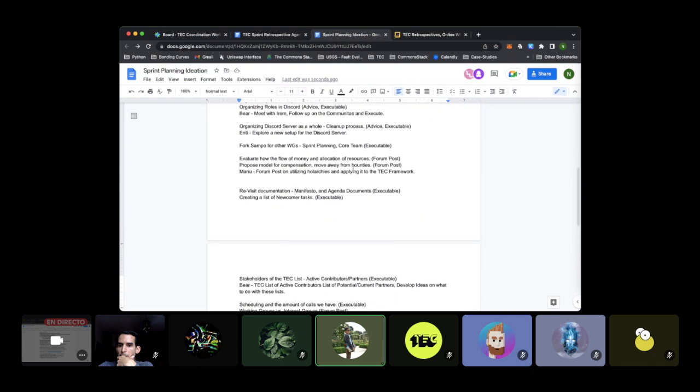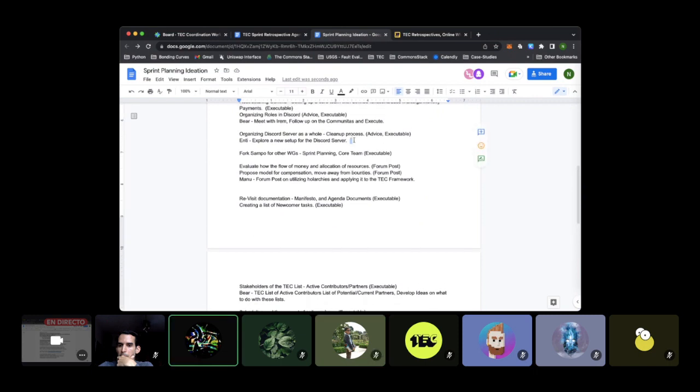Okay. And then with organizing the Discord server as a whole, do you want to just do the advice process for that, through the forum? What level? I know that you have been talking to people about this, and working with Sampo about this. Is this something you can execute on? Do you need to talk to 5IV or somebody who has access to the Discord server to modify it?